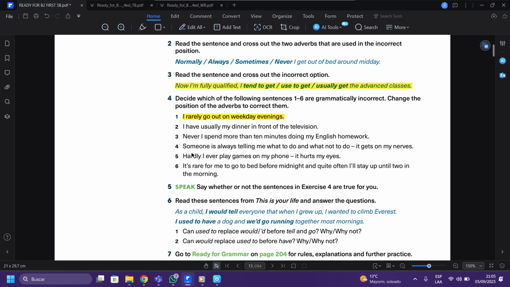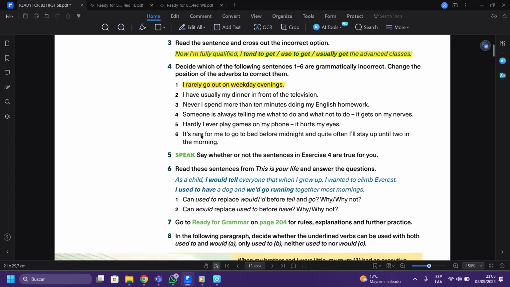Yes, perfect. Number 4, someone is always telling me what to do and what not to do. It gets on my nerves. This one is right, correct, because we have always before the verb to be. Someone is always. Perfect. Number 5, hardly I ever play games on my phone. It hurts my eyes. Incorrect. Yes, the right option is, I hardly ever. Perfect.